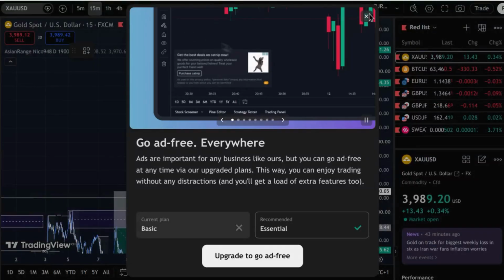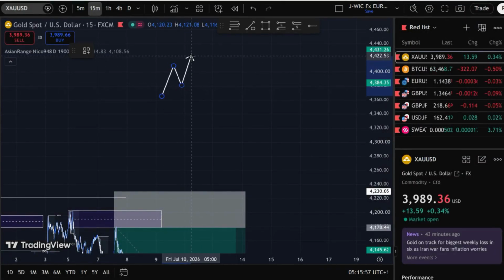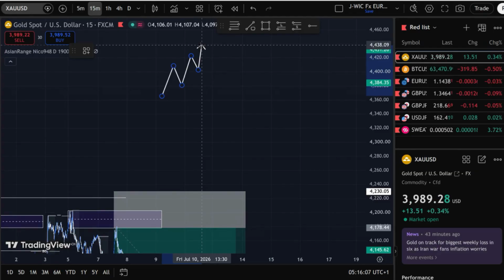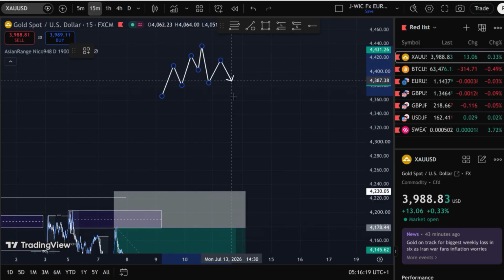So 1, 2, 3, and what you want to see is a sweep of this high, which looks like a break of structure. Sometimes in a lower time frame, you can also confirm from a higher time frame how it's going to look like. Then take the last low. Obviously, you want the retracement to the downside.